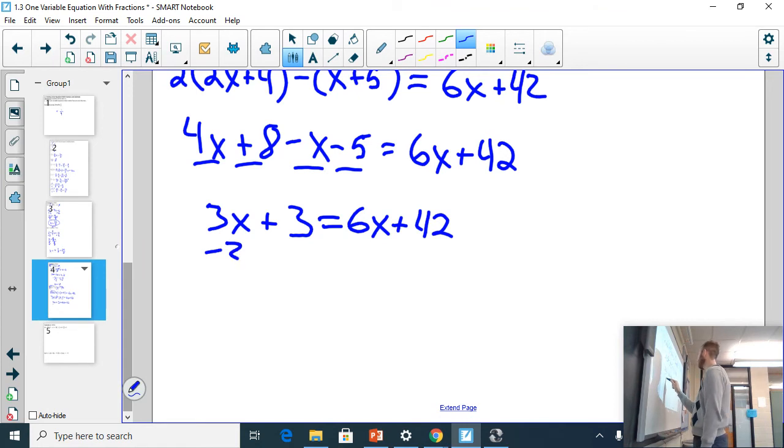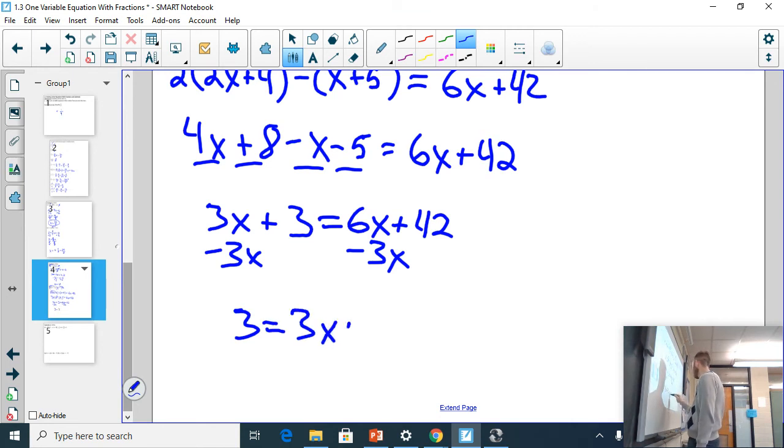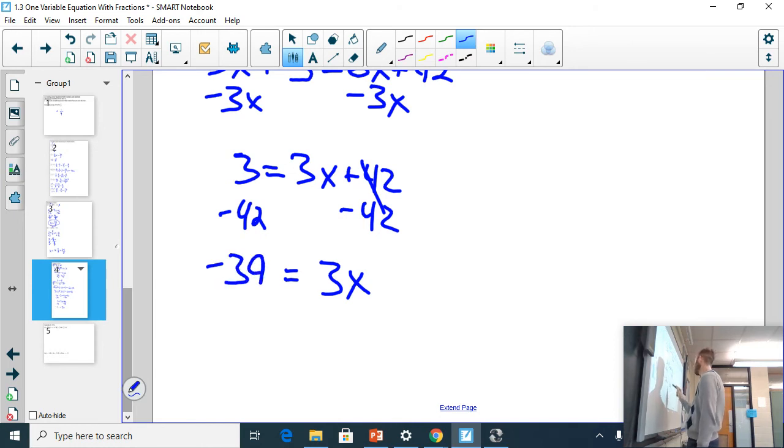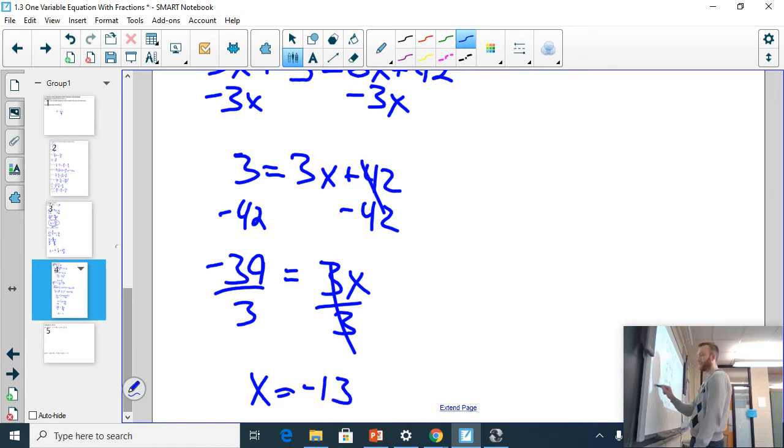I'm going to subtract the 3x here. And I'll be left with 3 equals 6x minus 3x is 3x plus 42. Subtract the 42. And I'll be left with 3x, and then on this side, it'll be negative 39. Divide both sides by 3. And we'll end up having x equals negative 39 divided by 3, which is negative 13. And that's our answer for that one.